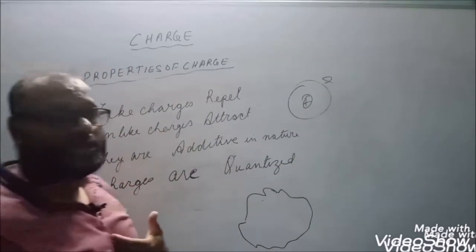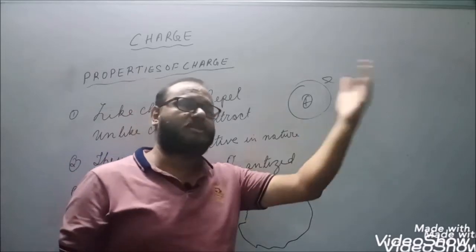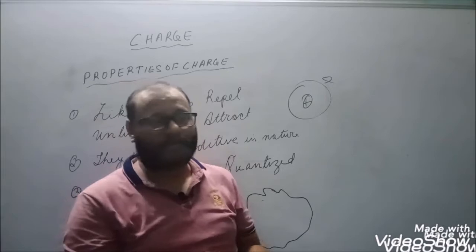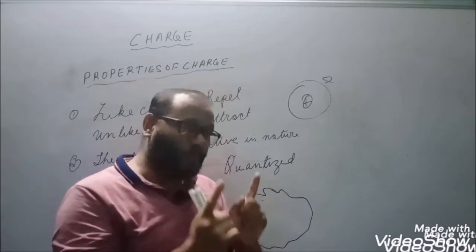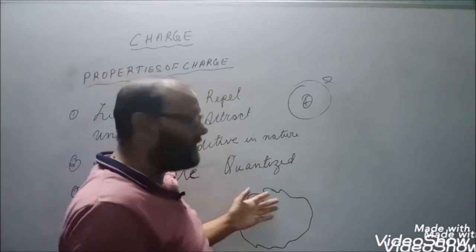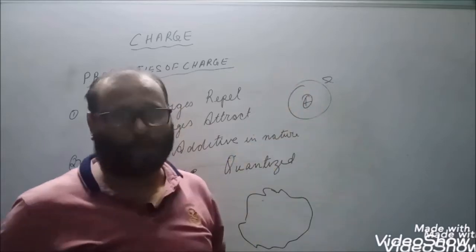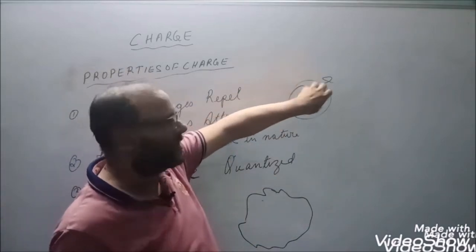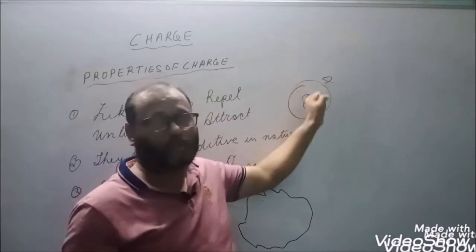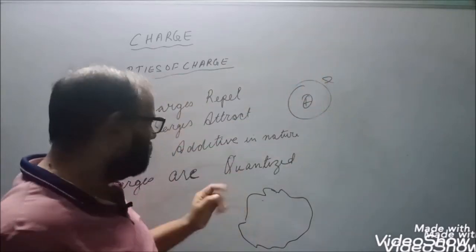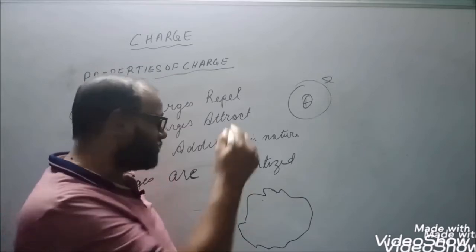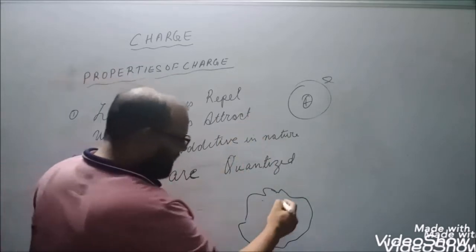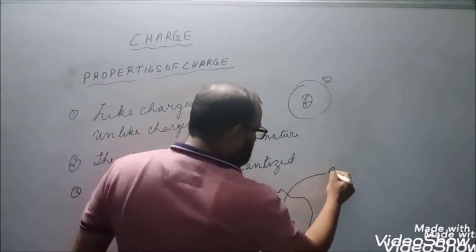So our definition, that a body is positively charged if it loses electrons and negatively charged if it accepts electrons, holds true only for an extended body, not for a point body, because it is the fundamental property of a proton to have a positive charge, even if I remove or accept electrons. Now let us try to understand in case of an extended body. Suppose this is an extended body. I have removed one electron.